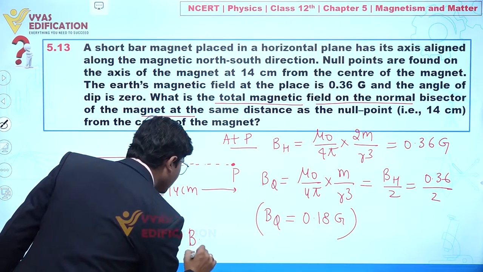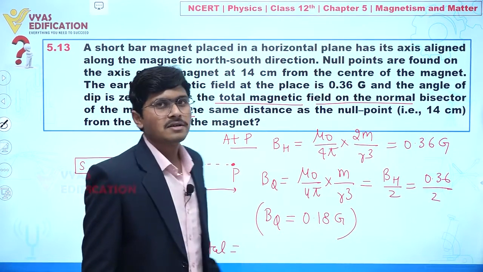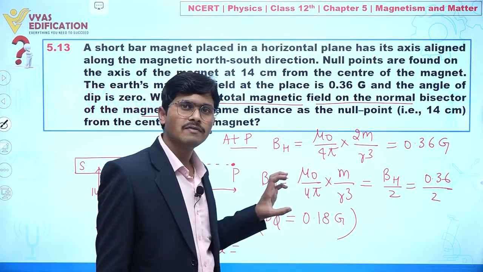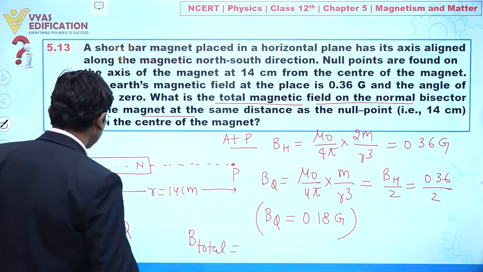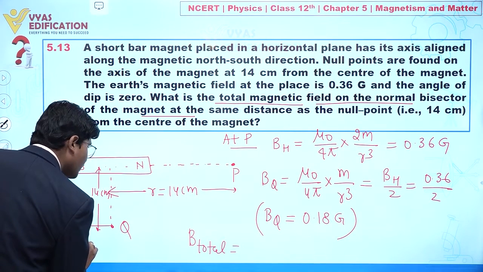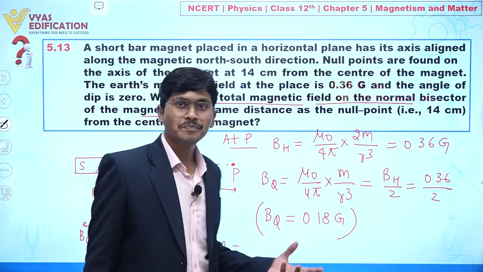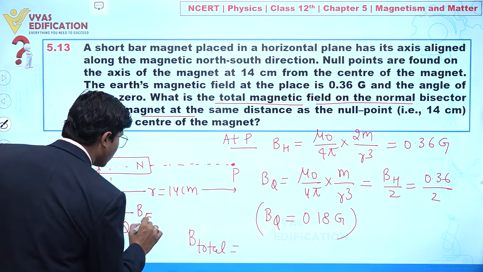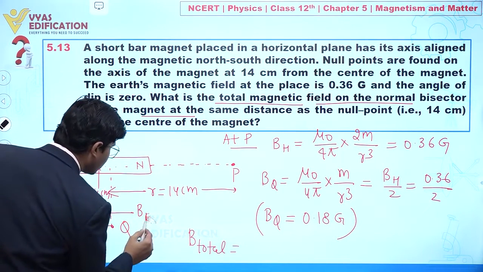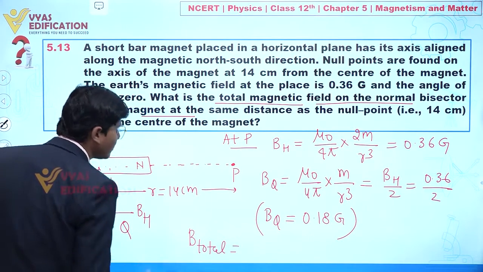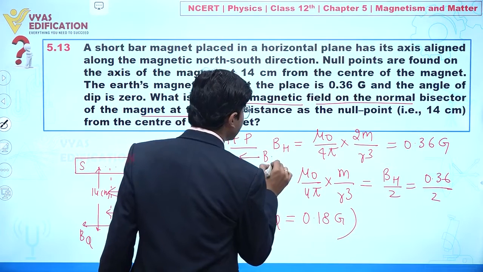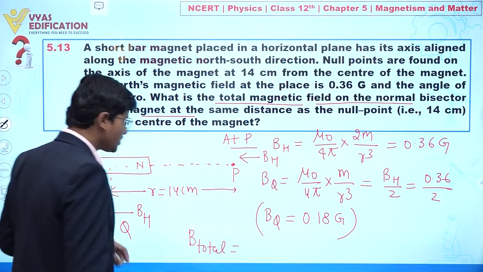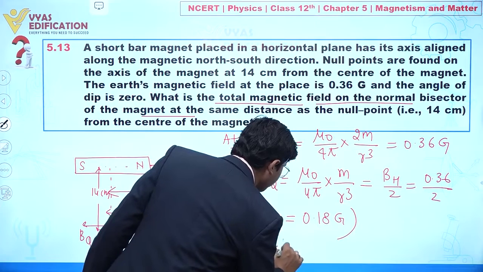So we can write B total. Now listen carefully. Because we are getting a null point, it means the earth's magnetic field is just opposite to the magnetic field by this dipole. So in this position, we are getting the direction of BQ in this direction. And we are getting a null point, it means the earth's magnetic field is also in this direction. Yes or no? This is the horizontal component of the earth. You can see at point P you are assuming BH in this direction, that's why you are getting the null point here. So the total magnetic field at point Q is given by BH plus BQ.